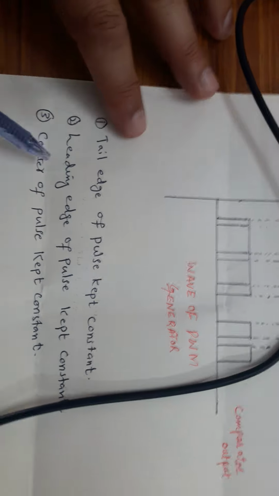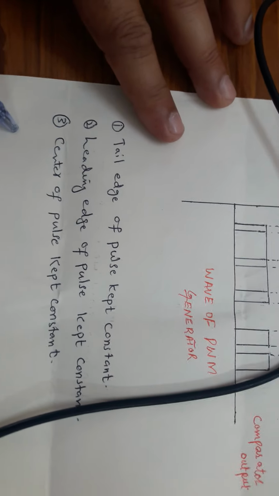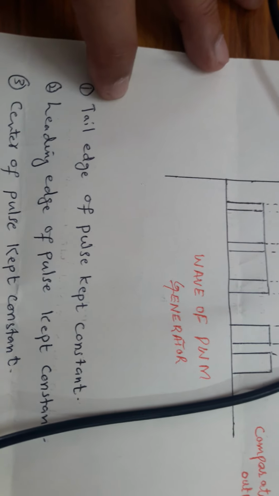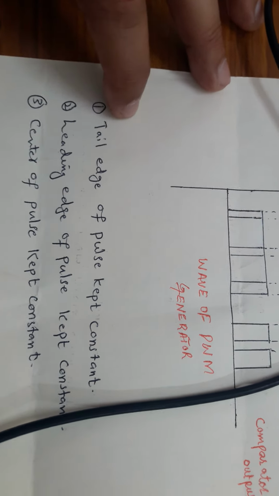So keep in mind 3 types of edges in this pulse width modulation: tail edge, leading edge, and the center of the pulse.